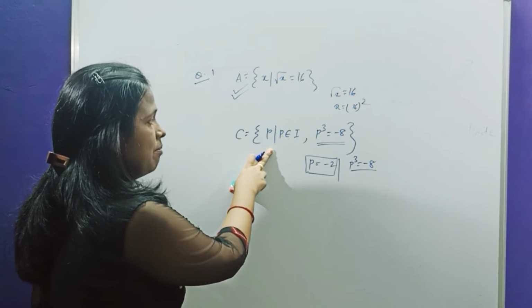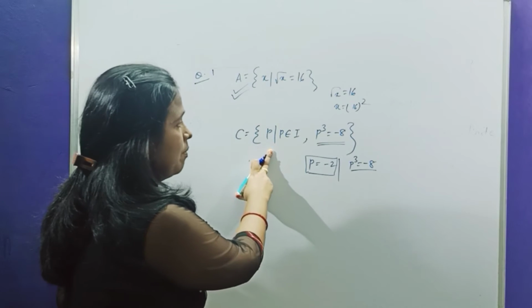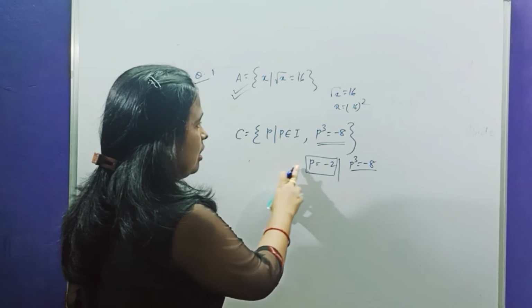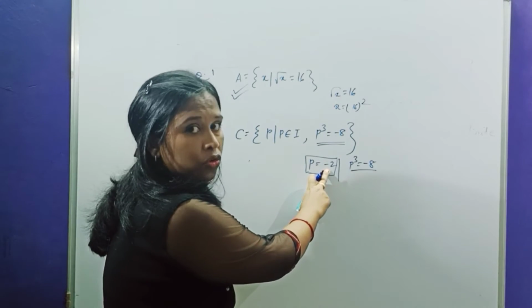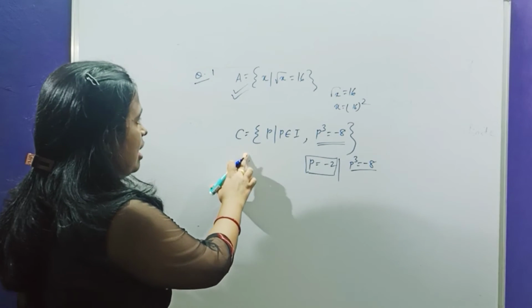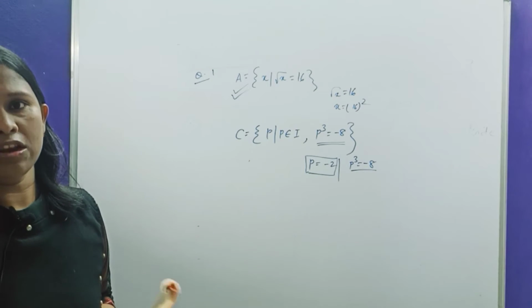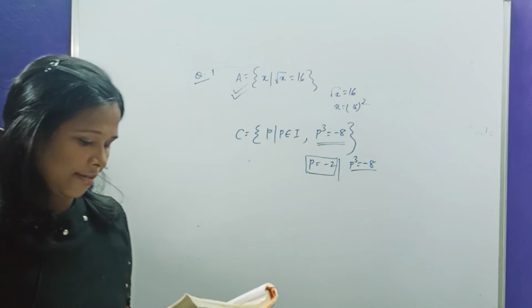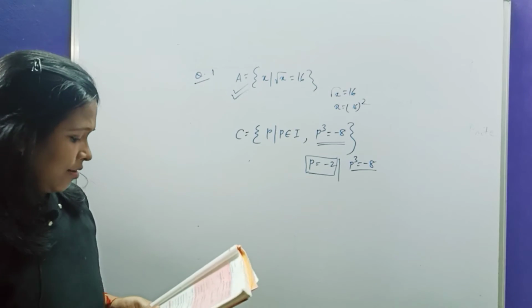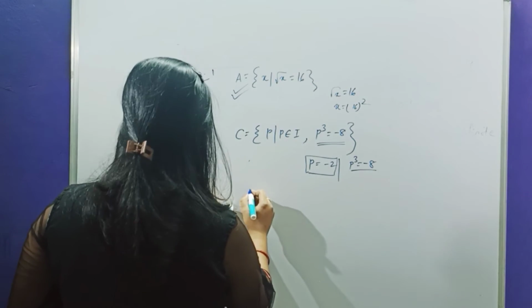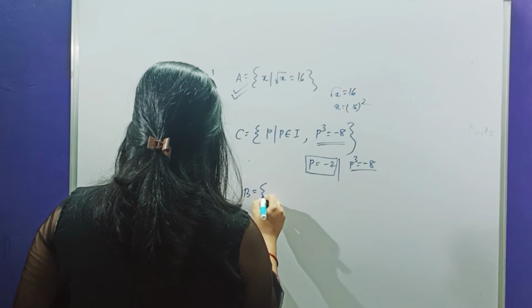So there is only one element in the set C. That is nothing but the value -2 only. There is only one element, that is -2. So this is one example of a singleton set. Yes or no? Yes.